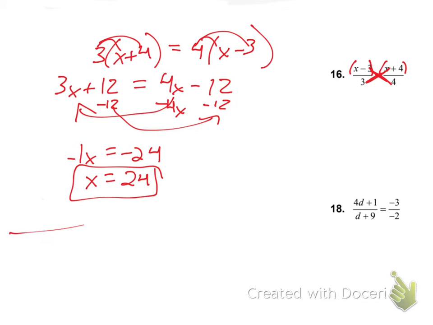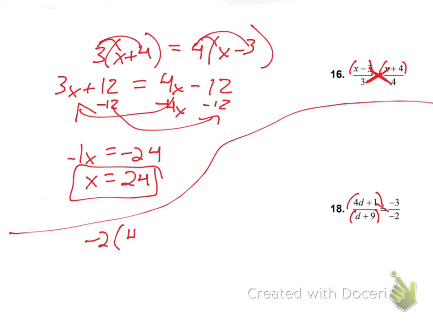All right, we're going to do the same thing with 18, because parentheses here, parentheses here. I'm going to cross multiply, so this is going to be negative 2 times 4d plus 1 is equal to negative 3d plus 9. So I'm going to distribute, combine like terms, and then solve.